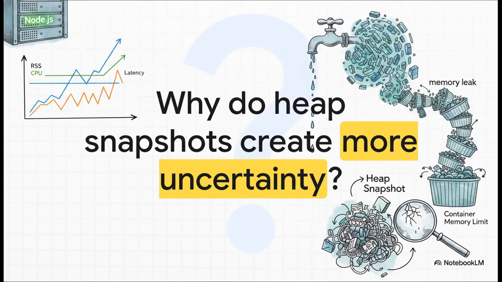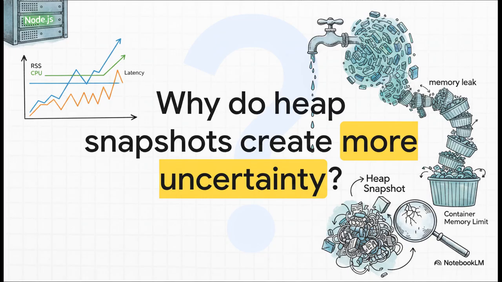So your team does what pretty much every team does, right? You bump up the container memory limits just to buy yourself some time. But a week later, it climbs again, threatening to take the whole service down. Finally, someone throws their hands up, yells memory leak, and grabs a heap snapshot. But instead of that smoking gun you were desperately hoping for, you just get this sprawling, confusing mess of data.